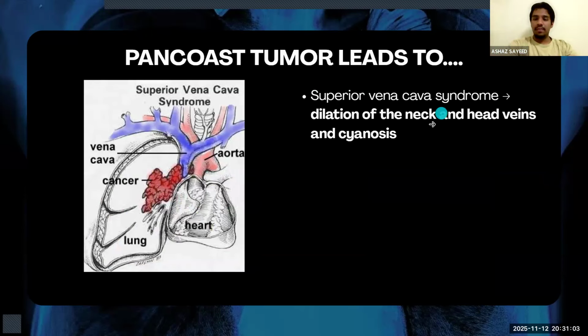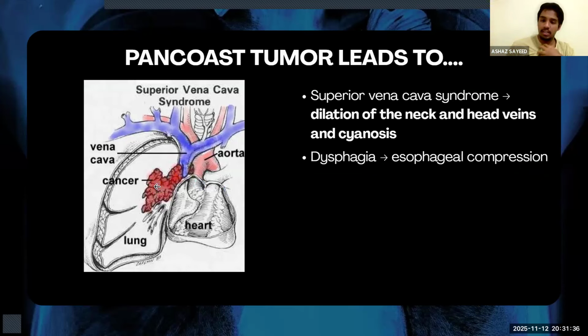The next one is superior vena cava syndrome. So basically, again, the tumor grows, it compresses on the superior vena cava. So it causes dilation of the head and neck veins because blood is not coming back. If there is a compression here, the blood which goes there by the arteries, when it's trying to go back to the heart, it's getting blocked. All right. So that's why these veins become engorged. And again, that leads to cyanosis. And dysphagia, you can see this. If the tumor grows here, it can compress the esophagus and you're not able to swallow food anymore.